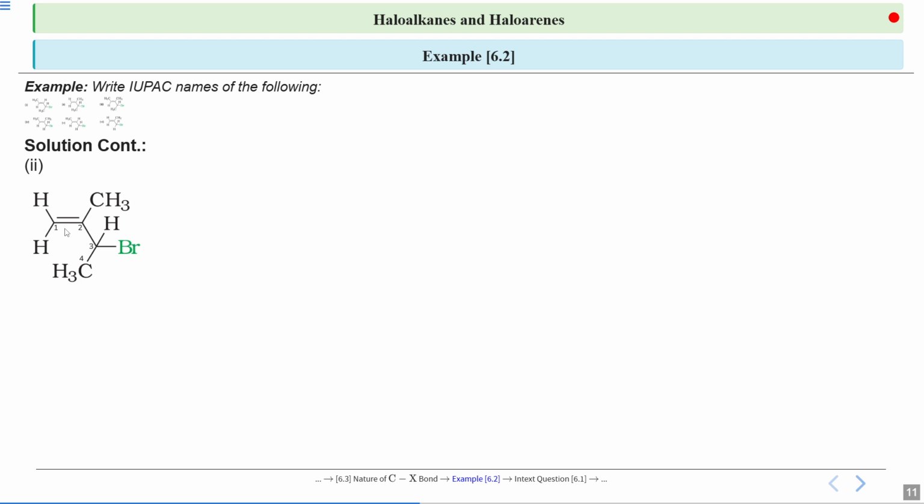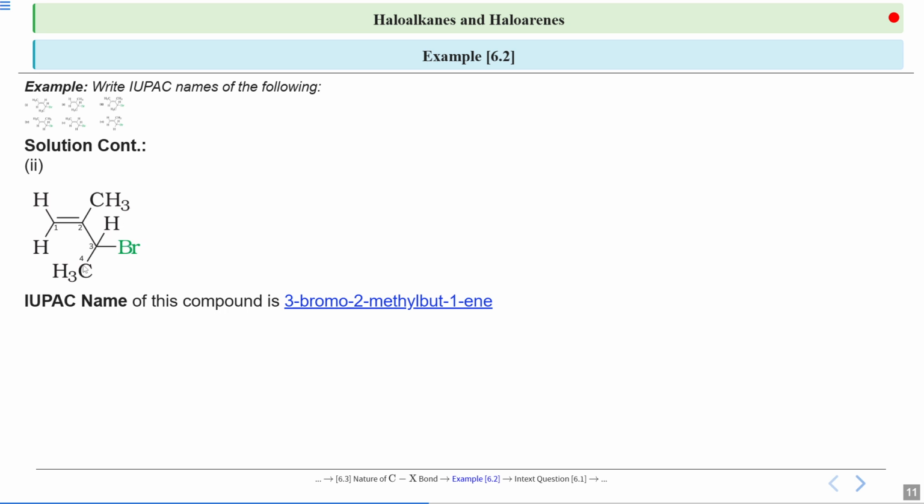So now the numbering you have to do is simple. Start from the first carbon and end at the last carbon. So 1, 2, 3, 4. At the 3rd position carbon, we have bromine as a substituent group, and at the 2nd position we have a methyl group as a substituent group, right? So you have to remember this while naming. The IUPAC name of this compound will be, first of all, the substituents come in alphabetical order. So bromine, 3-bromo. At the 2nd position we have methyl, so 2-methyl.